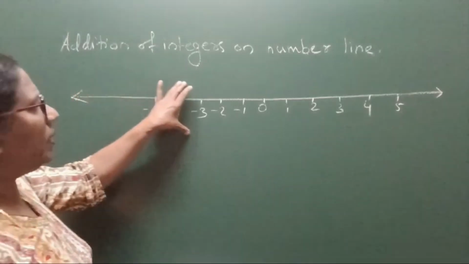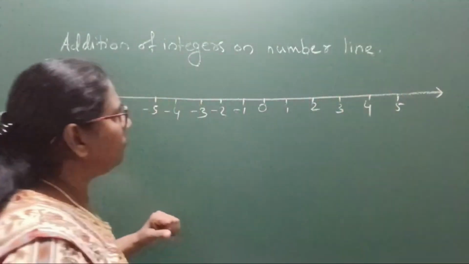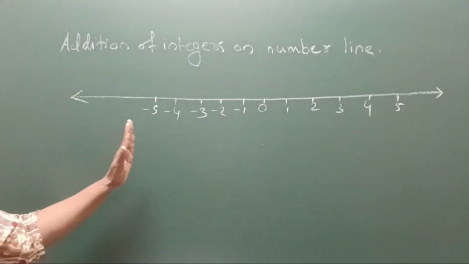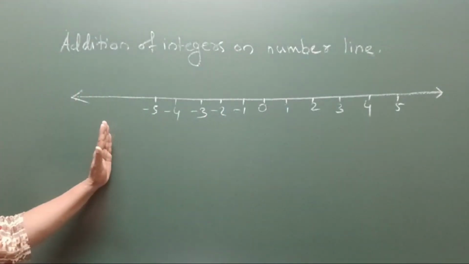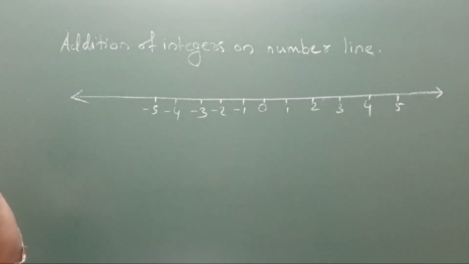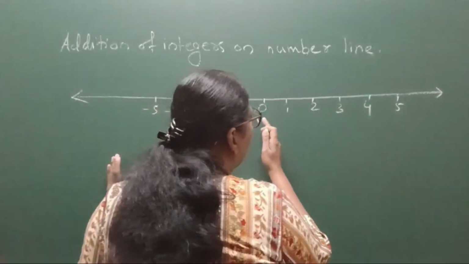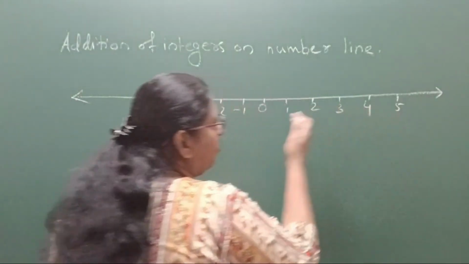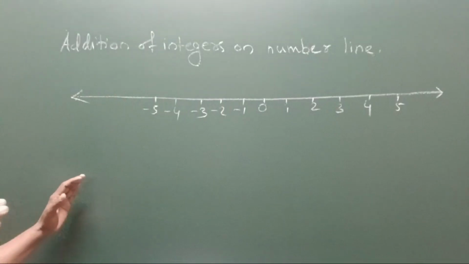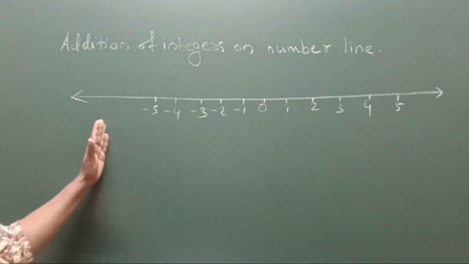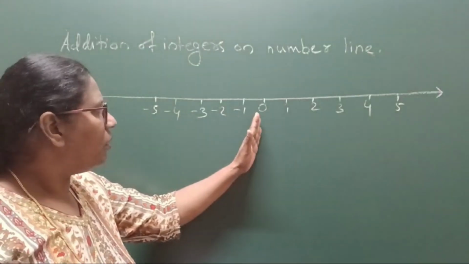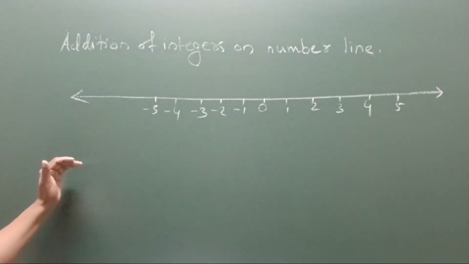Now here there is a number line. On that number line, positive integers and negative integers are there. Now to add positive integers, we have to move towards the right on number line. To add negative integers, you have to move towards the left on number line.